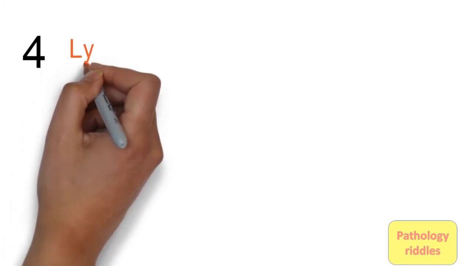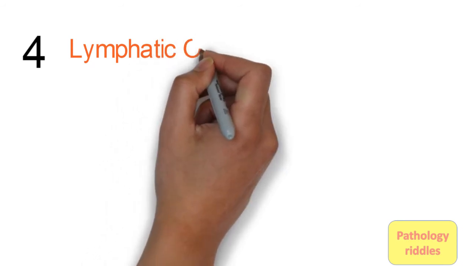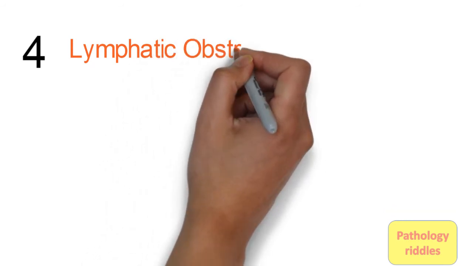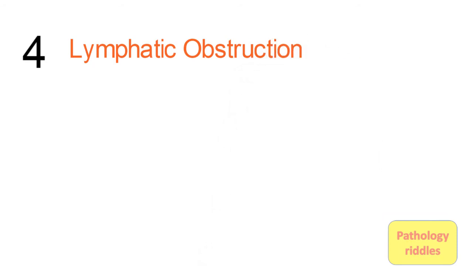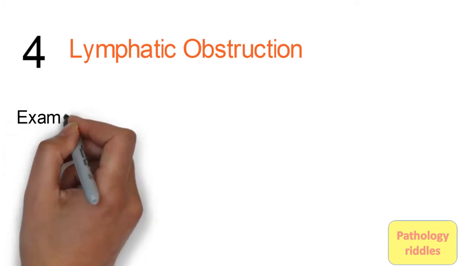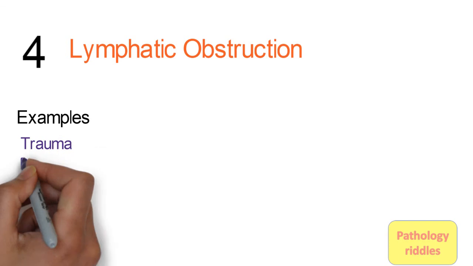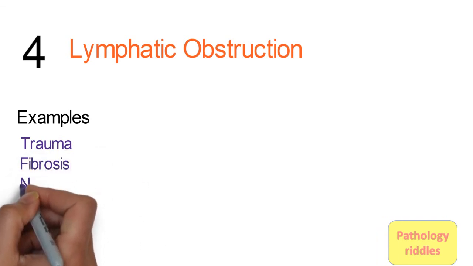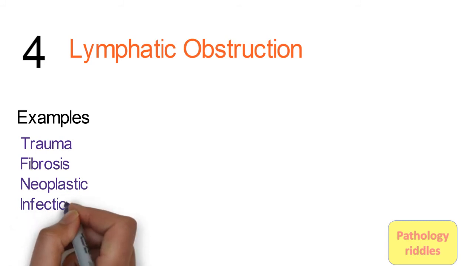Fourth mechanism, lymphatic obstruction. As we have learned, lymphatics keep extracellular fluid in the tissue spaces in check. Any obstruction to the lymphatics due to trauma, fibrosis, invasive tumors, and infectious agents will lead to edema.